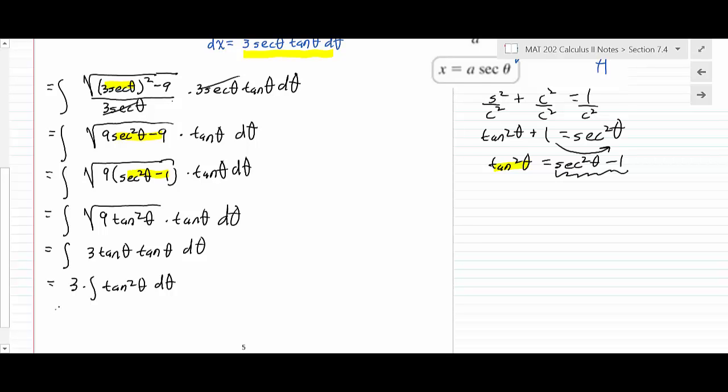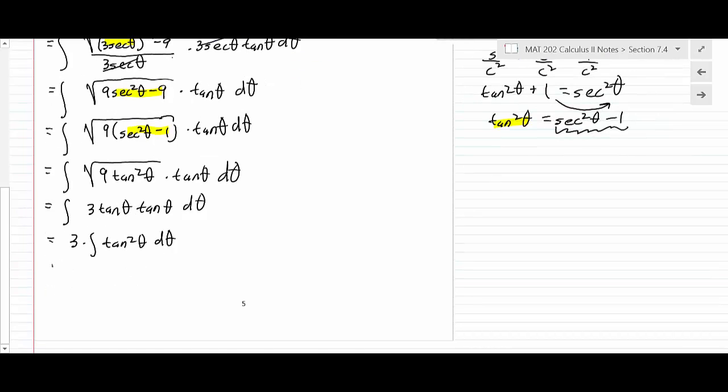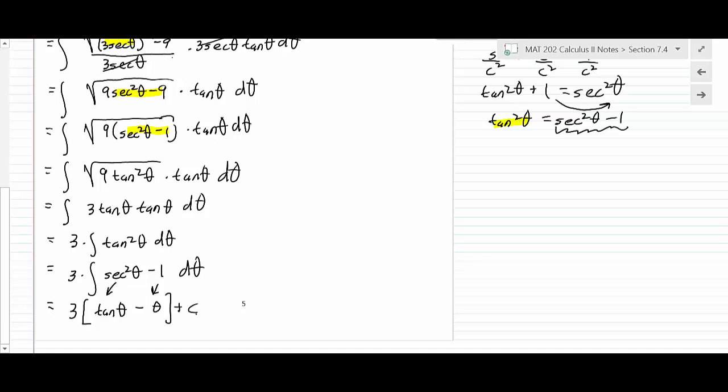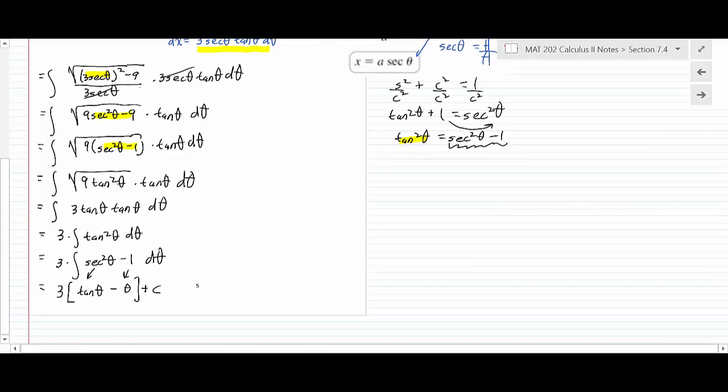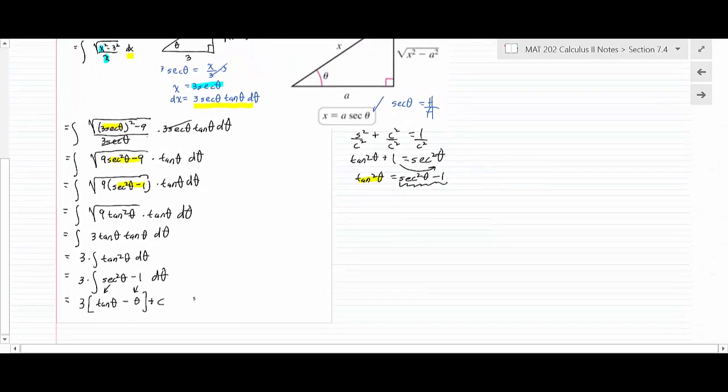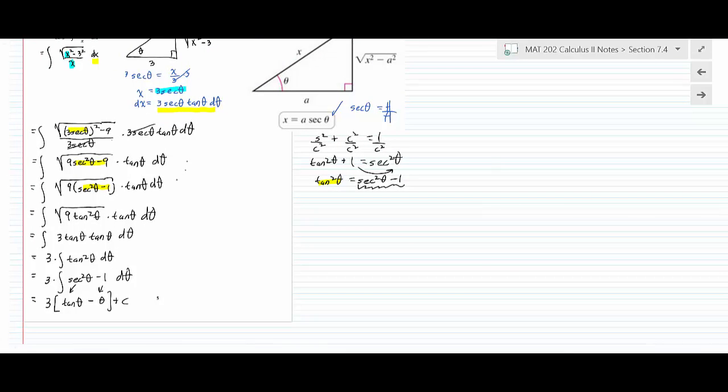So next step, we want to go ahead and write this as 3 times the integral of secant squared theta minus 1 d theta, and then we can integrate this now. That's going to be 3 times the integral of the secant squared, which is tangent theta, and then the integral of 1 is theta, and then we have the plus c. Now we're done with the integral, except there's one key thing you have to pay attention to here. Don't forget this.